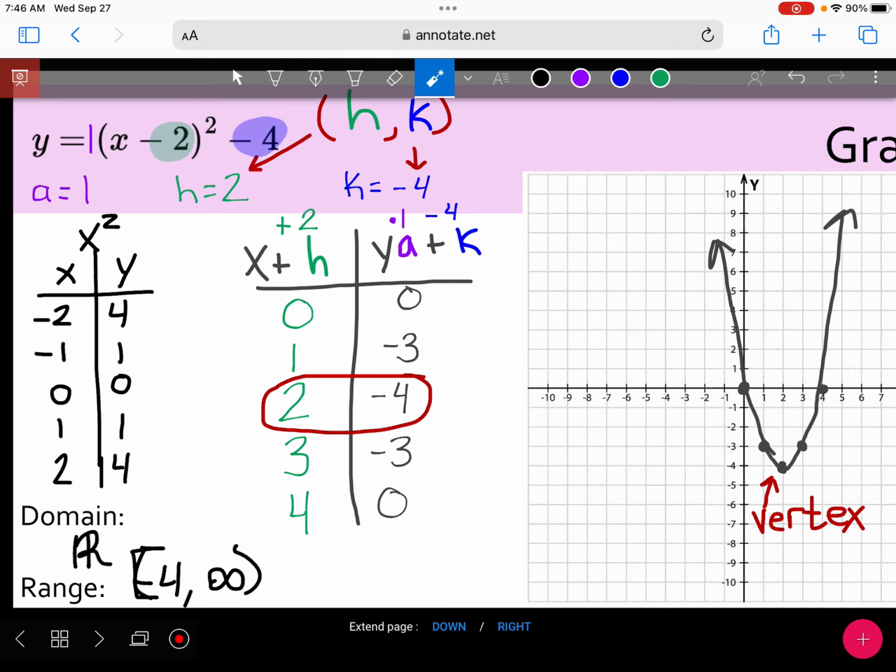So the domain is what's our leftist and our rightist points. How far out does it go? What is the farthest left it can go? Does it ever stop? No. So it goes all the way from negative infinity to positive infinity. That's our other way to write it.